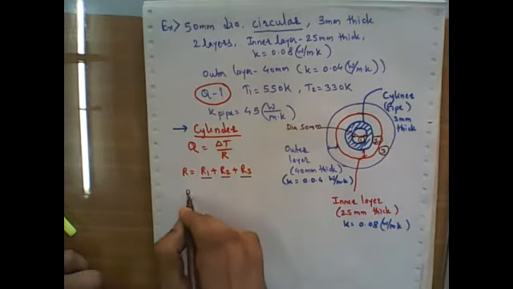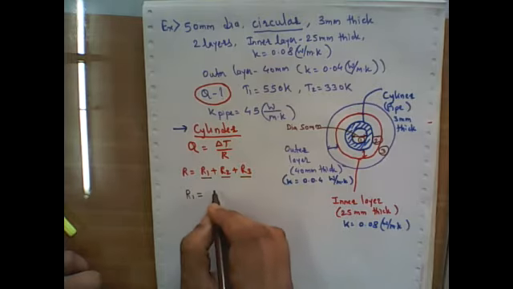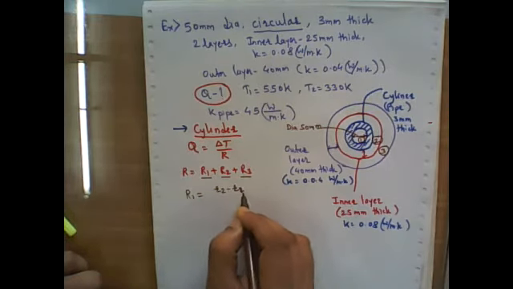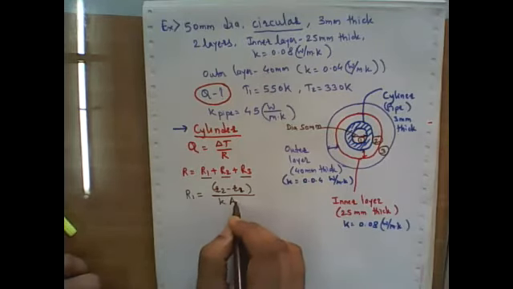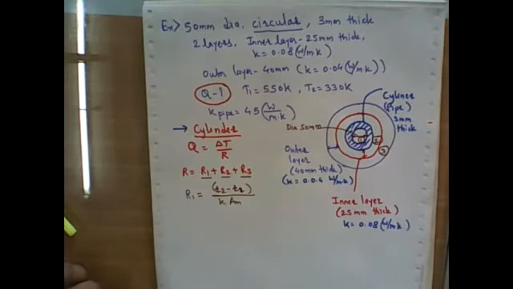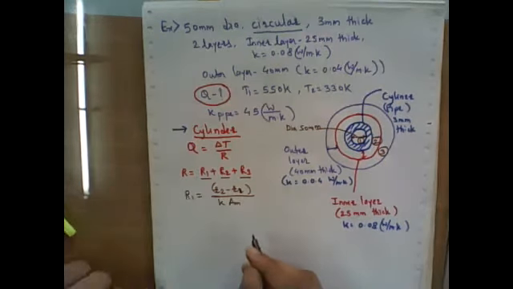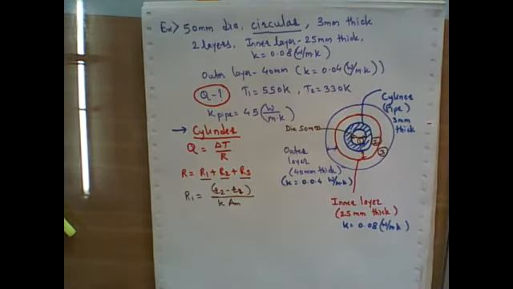So the first case is R1. Now it is cylinder case. So the thermal resistance can be written in form of R2 minus R1 upon K A_M. So this is R2 minus R1 upon K A_M. So this is the thermal resistance for the cylinder.